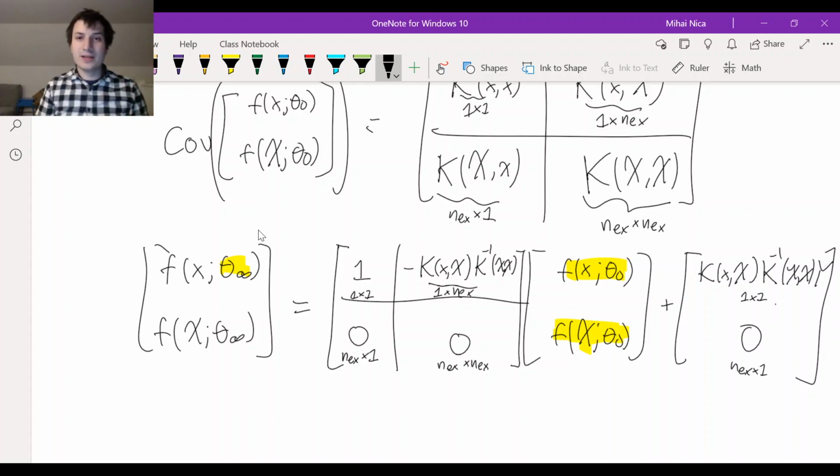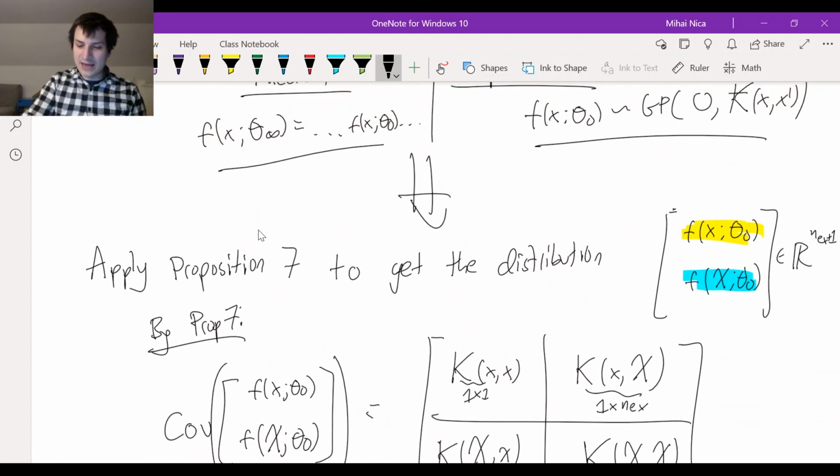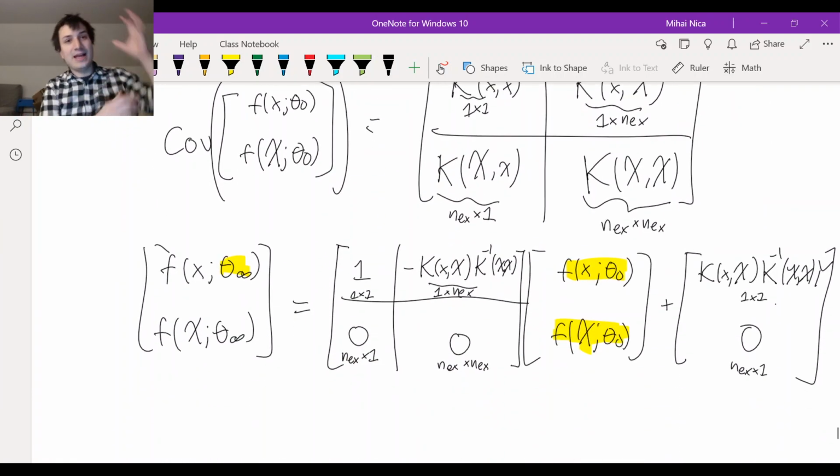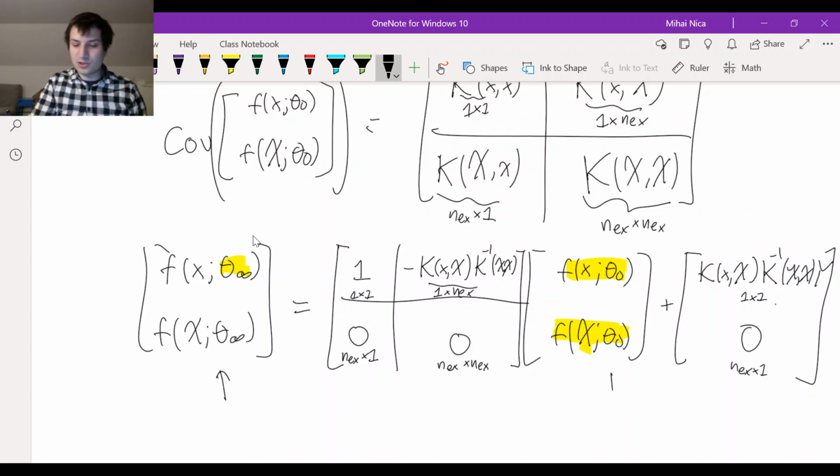So what have we done? We've taken this stacked vector, which includes the point we're interested in, f of x theta 0, and all the training data, f of script x theta 0, and stacked it all into one big vector. And the point is that that big vector is entirely determined at time infinity as a linear combination of what it is at time 0. So by stacking in all the training data, we made a closed linear system. That was the secret idea here. We make a closed linear system where what happens at time infinity depends only on what happens at time 0. That's why we had to include all the training data inside our system.